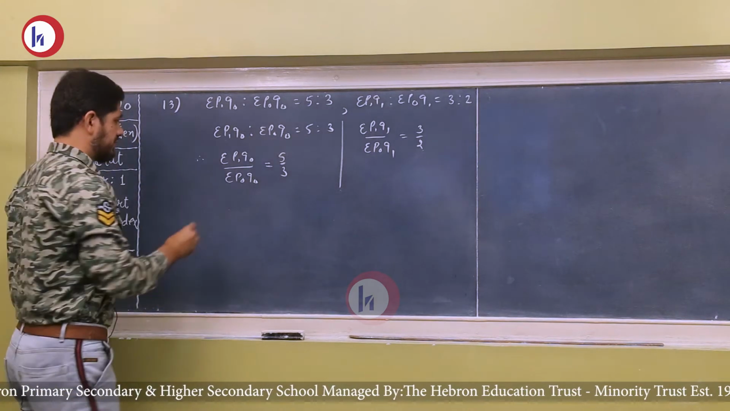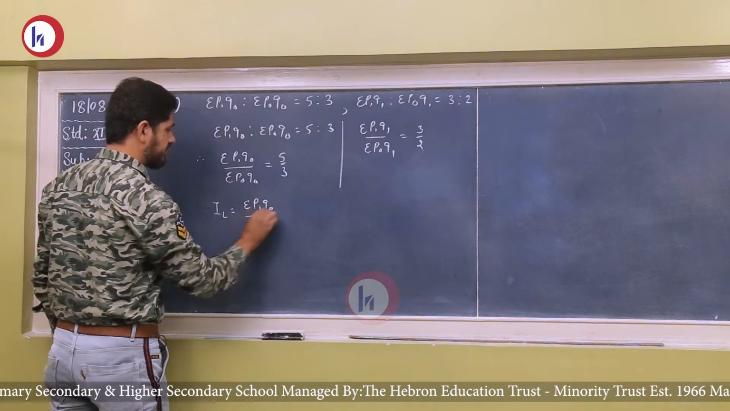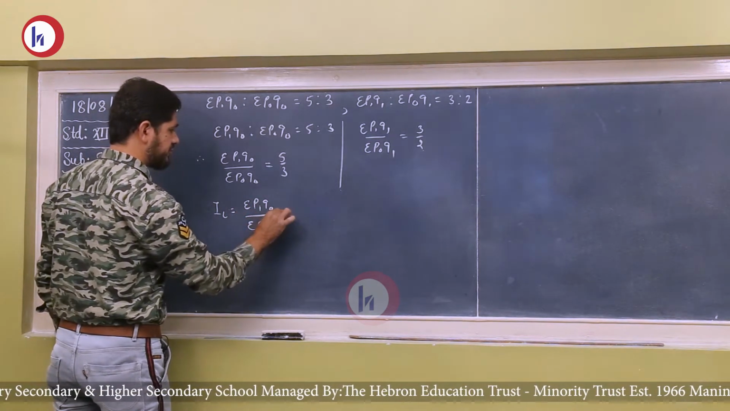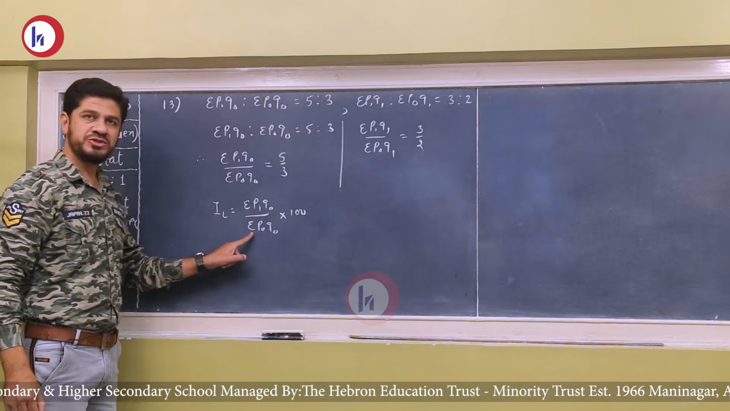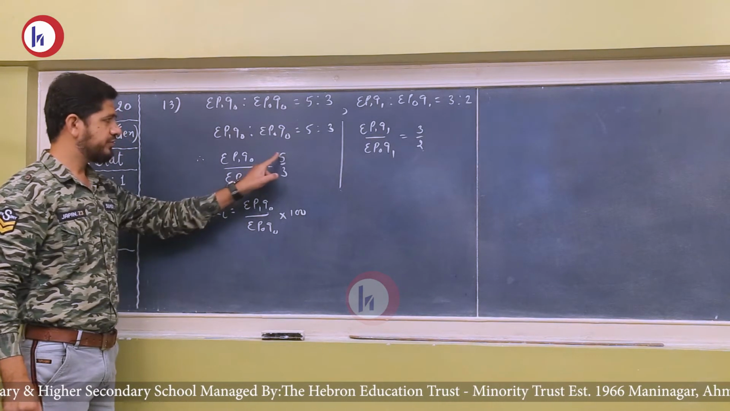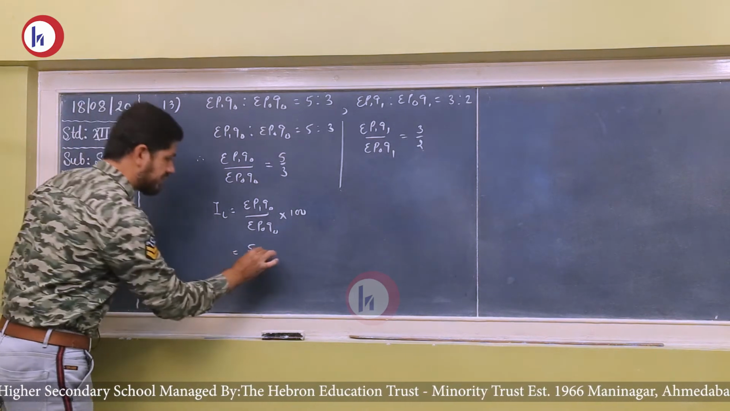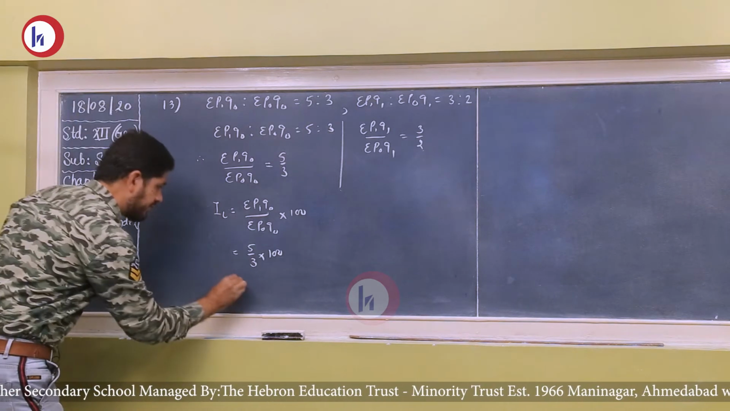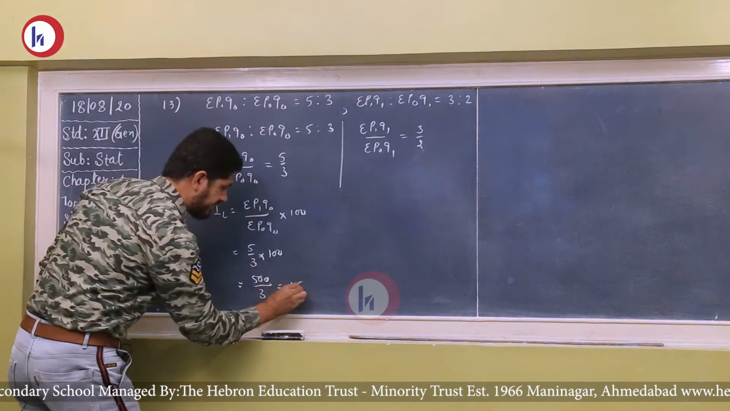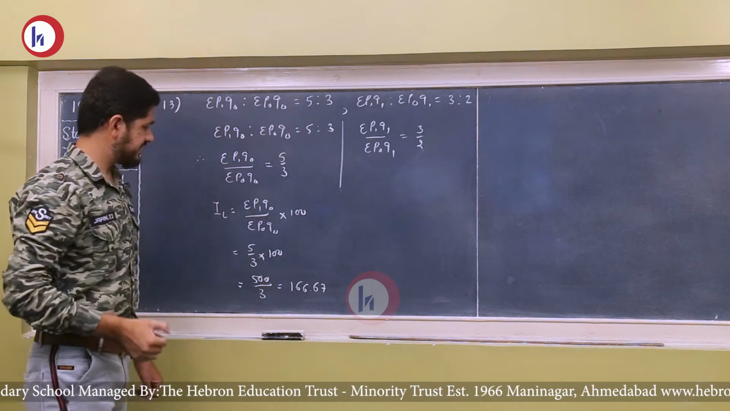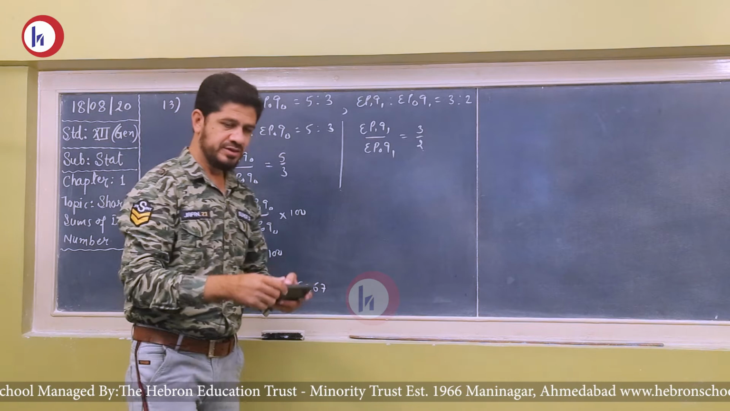Now, the formula of IL is sigma P1Q0 upon sigma P0Q0 into 100. What is the value of sigma P1Q0 upon sigma P0Q0? It is already given, 5 by 3. So, 5 upon 3 into 100. 5 into 100, that is 500, divided by 3, and the answer is 166.67. Let me check, 500 divided by 3, yes it is.